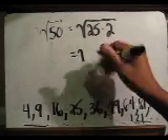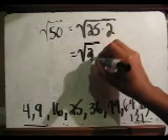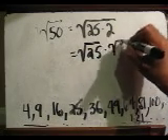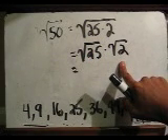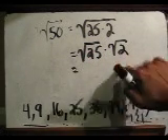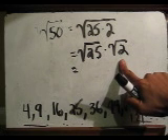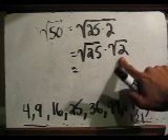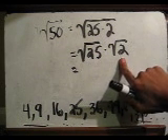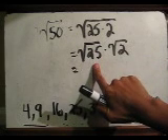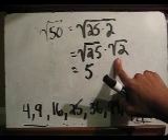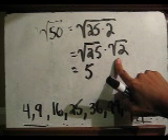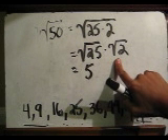Now, if we break this up, the square root of 25 times the square root of 2, you're going to see that we're going to get into a little situation here where it's not perfect, because 2 is not a perfect square. But that's okay. So the square root of 25 is 5, and then the square root of 2 is not a perfect square.